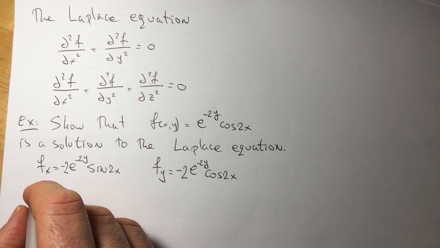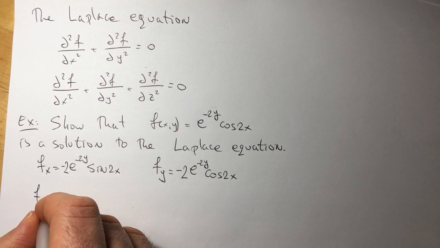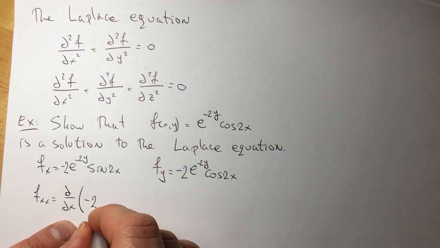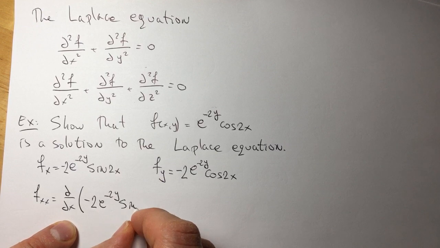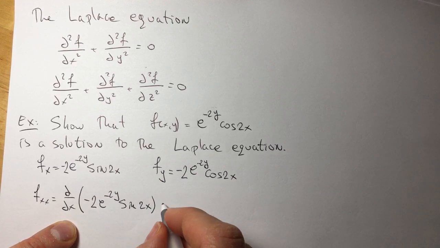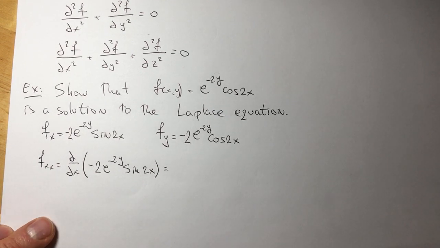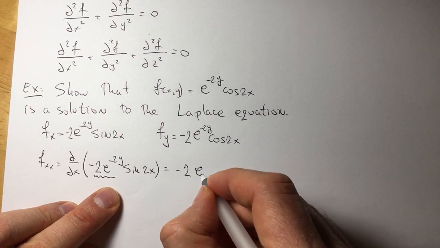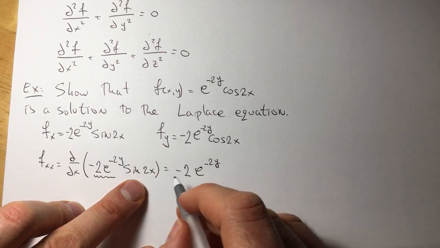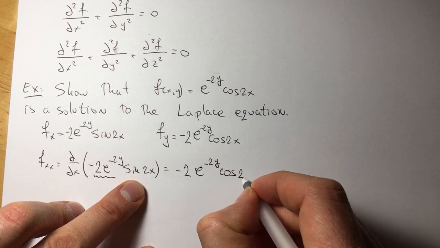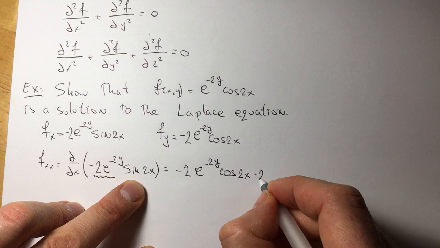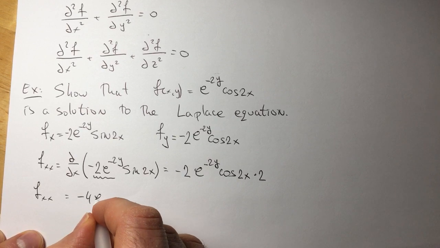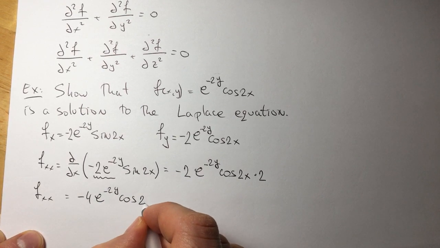Now let's find the second order partial derivatives. That's the partial derivative with respect to x of negative 2 e to power negative 2y sine of 2x, which is equal to, this here is a constant because it doesn't depend on x, right? So negative 2 e to power negative 2y times the derivative of sine of 2x, and that's cosine of 2x times the derivative of 2x, which is 2. So second order partial derivative with respect to x is negative 4 e to power negative 2y cosine of 2x.